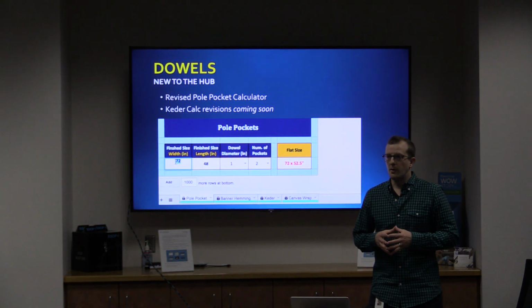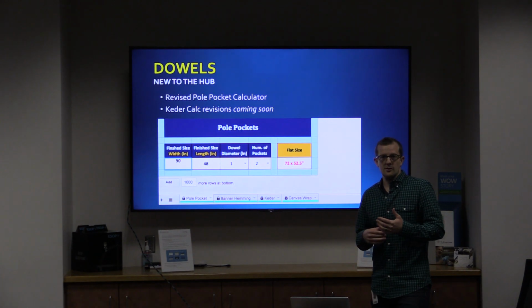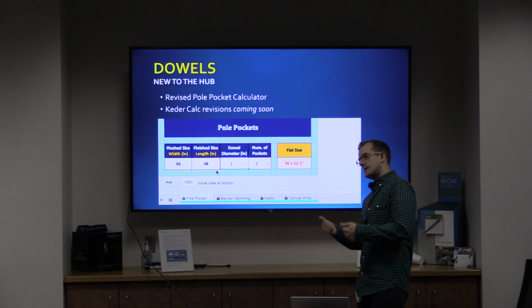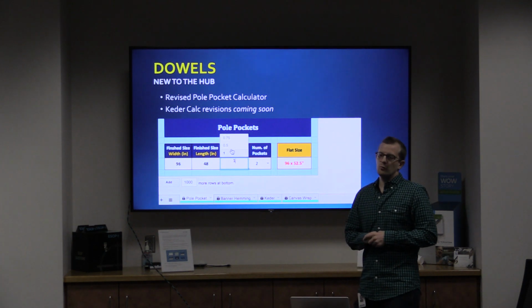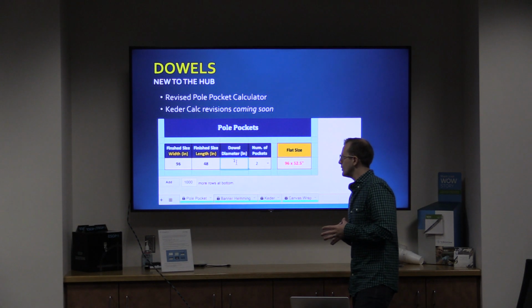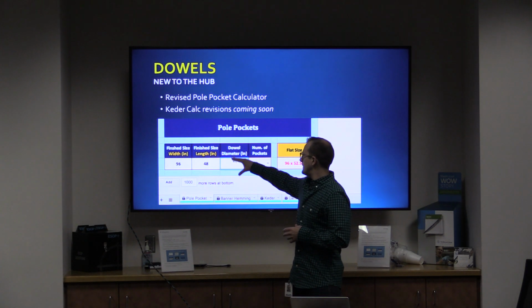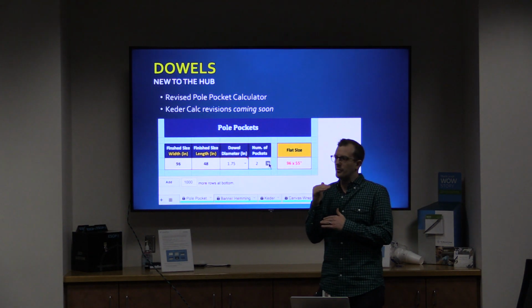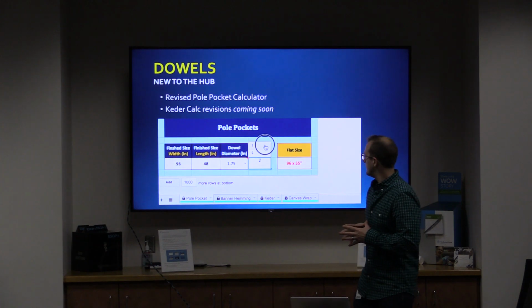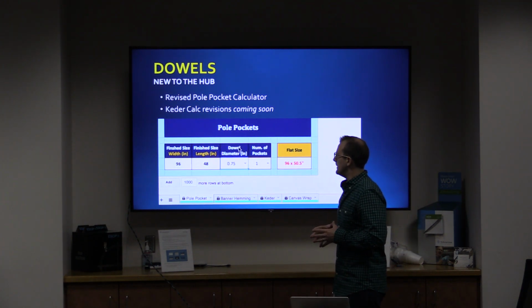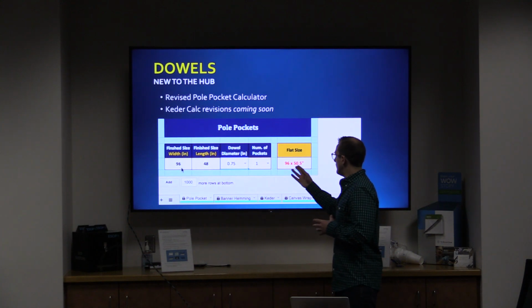We revised the pole pocket calculator for configuring your flat size. So when you click on that link, this is what the calculator looks like now. It's way more user-friendly. You'll know where to put your information. Self-explanatory. In the drop-down, I've listed out the standard dowel thicknesses, but if for some reason you have a random dowel thickness, like 1 3/4 inch, you can just type it in, and then it'll get you your flat size.